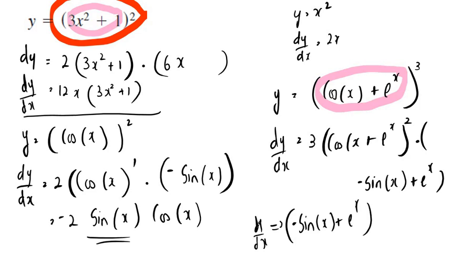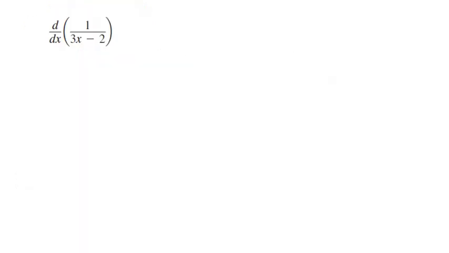We can say minus sine x plus e to the power x times, we keep the 3 here because that's the 3, and then we write cos x plus, there should be a bracket here, plus e to the power x squared, whole thing squared.